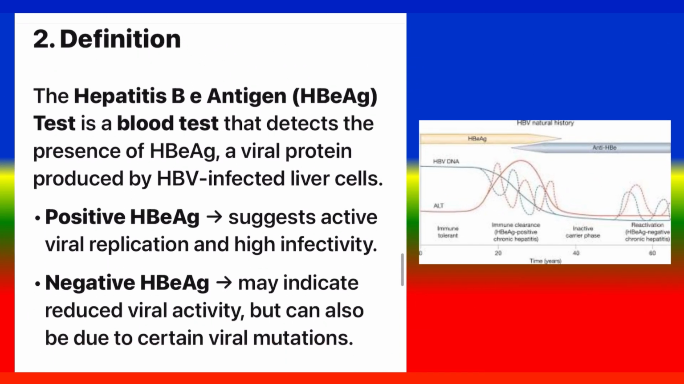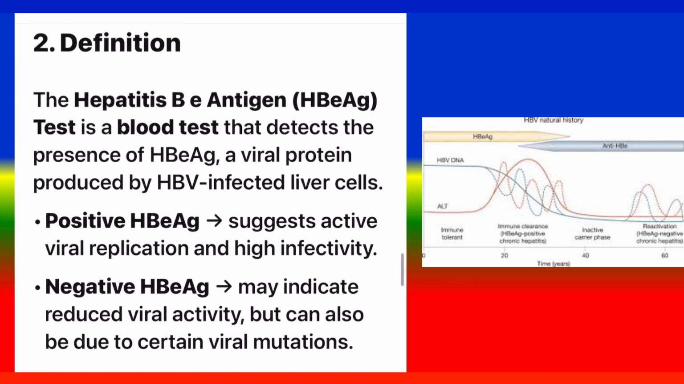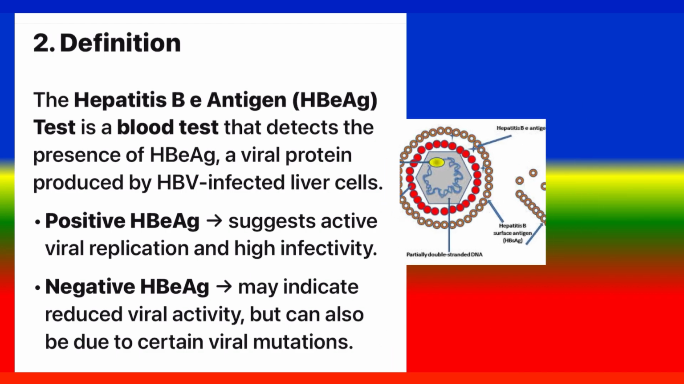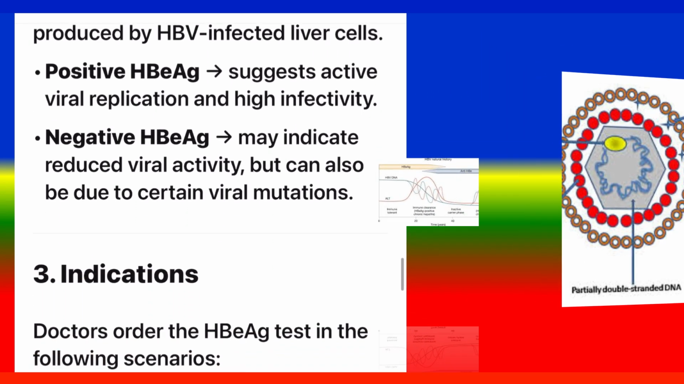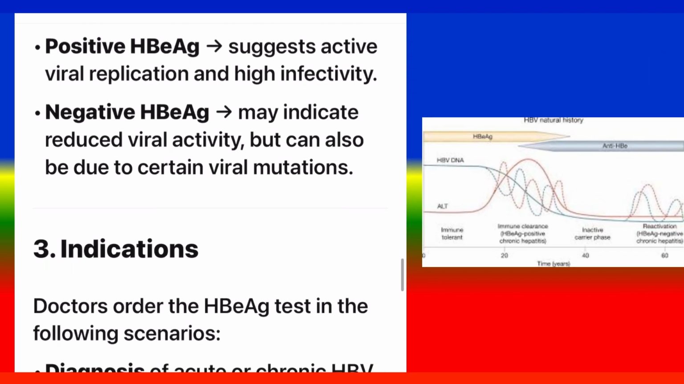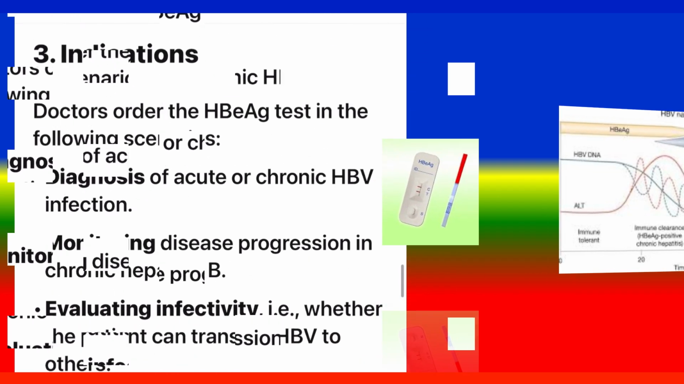Number 2. Definition. The hepatitis B e-antigen HBeAg test is a blood test that detects the presence of HBeAg, a viral protein produced by HBV-infected liver cells. Positive HBeAg suggests active viral replication and high infectivity. Negative HBeAg may indicate reduced viral activity, but can also be due to certain viral mutations.